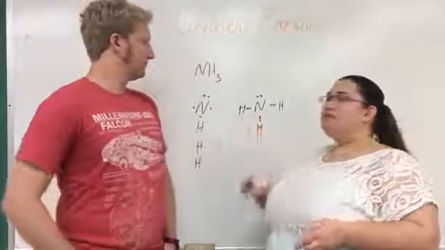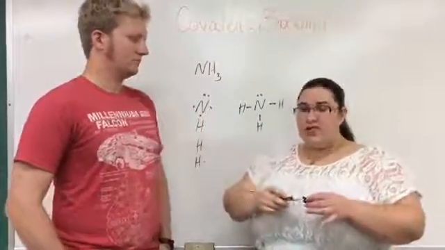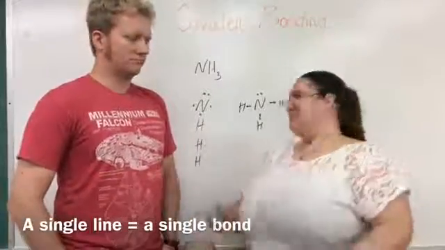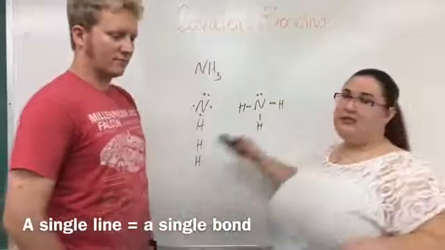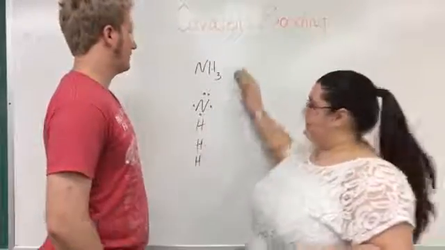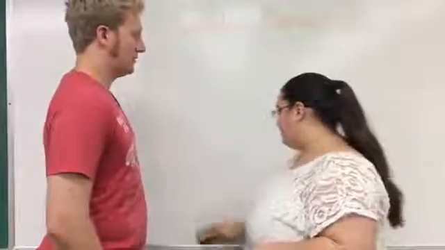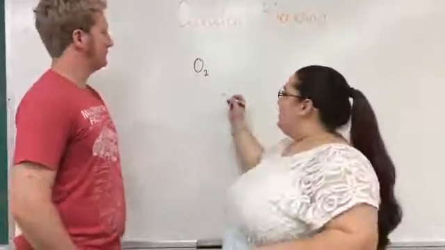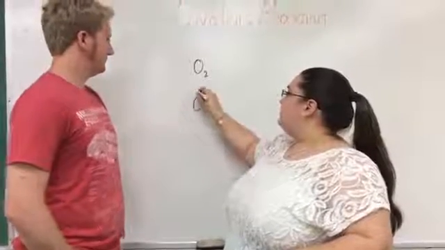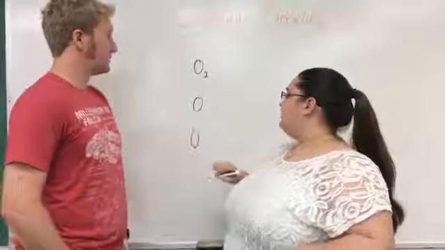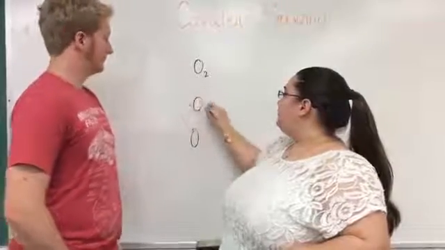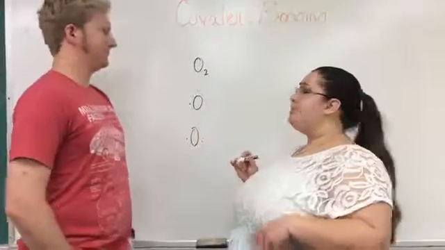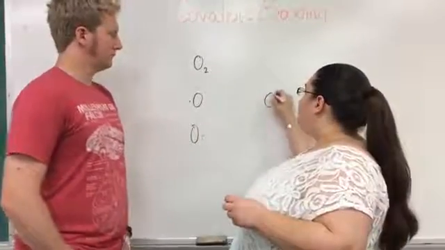These little bonds here, because there's only one line, they're called single bonds, because they are making a single bond. All right, so now I'm going to show you one that actually has a double bond. What does that mean? We're going to try O2. How many does oxygen have? 6. 1, 2, 3, 4, 5, 6.